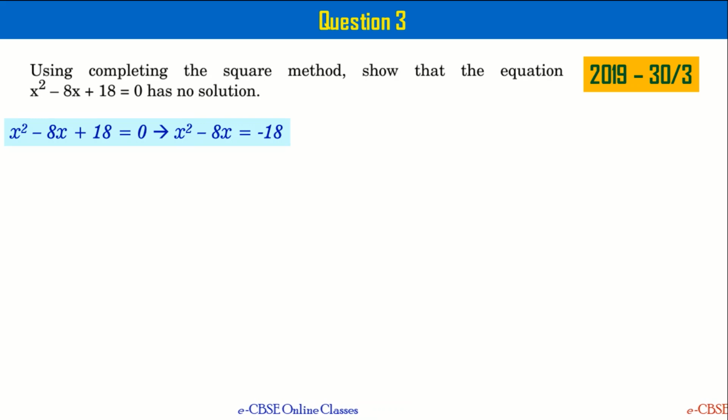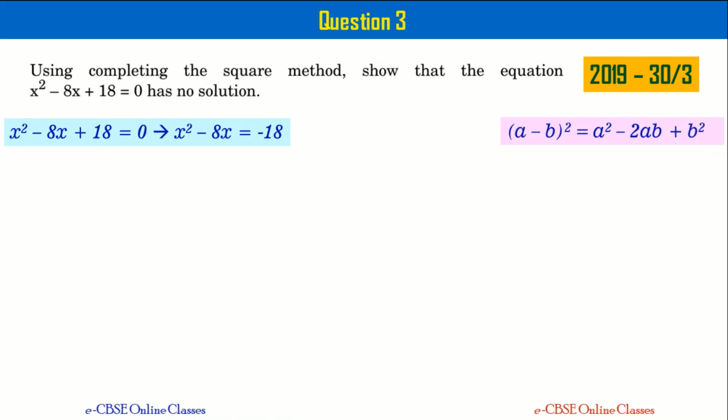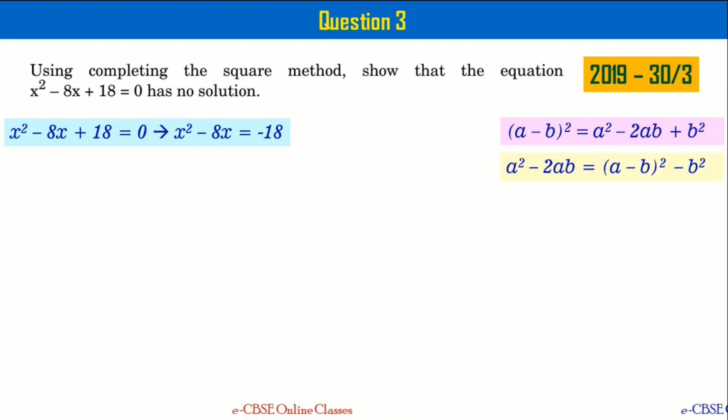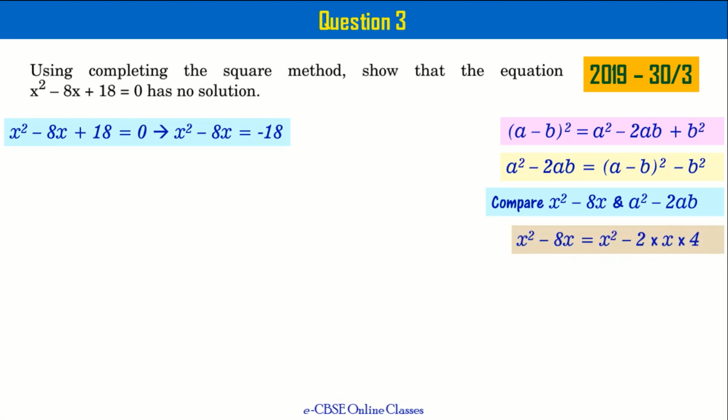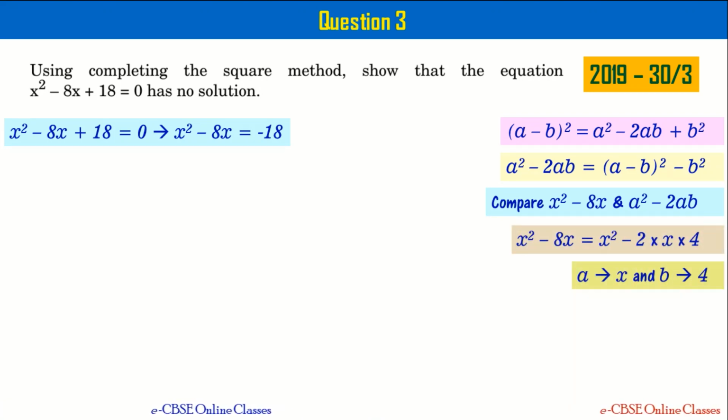Let me write it as x square minus 8x equal to minus 18. This time I am taking the a minus b whole square formula, that is a square minus 2ab plus b square. Let me rewrite that formula as a square minus 2ab equal to a minus b whole square minus b square. And now let's compare x square minus 8x with a square minus 2ab. When you do that, you can say that a equal to x and b equal to 4, right?